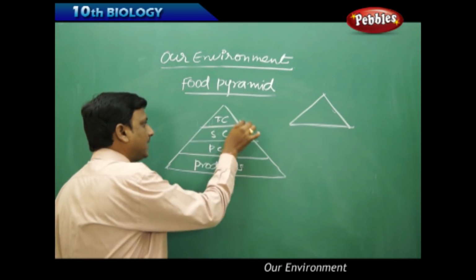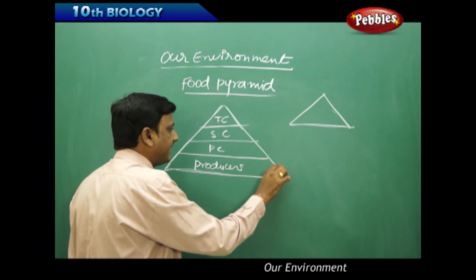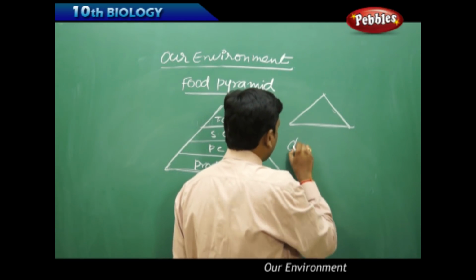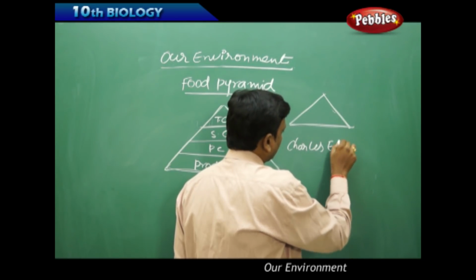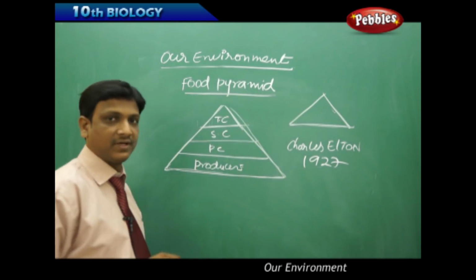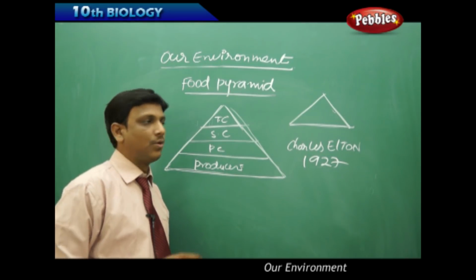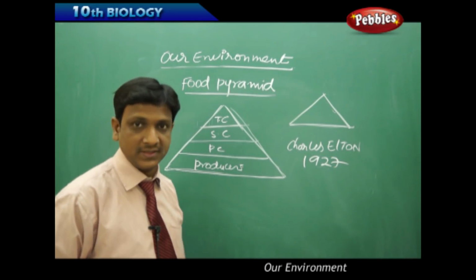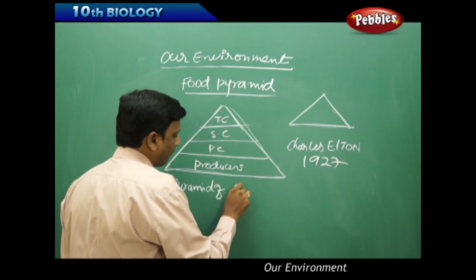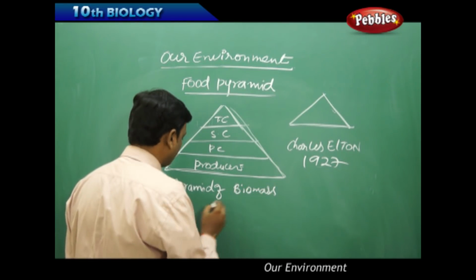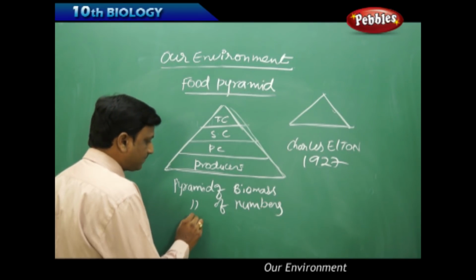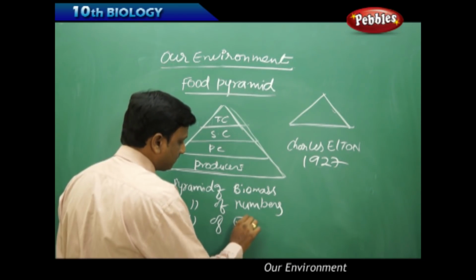As we go up, the number decreases. This kind of pyramidal representation was done by the British scientist and ecologist Charles Elton in 1927. He gave this graphical representation. Basically, we have three different types of pyramids: the pyramid of biomass, the pyramid of numbers, and the third one, the pyramid of energy.